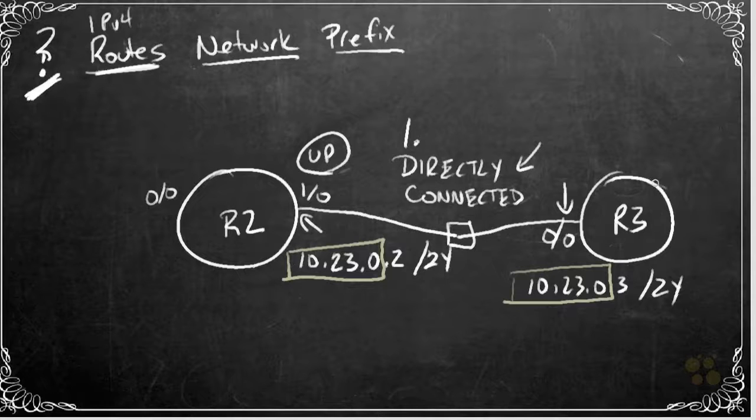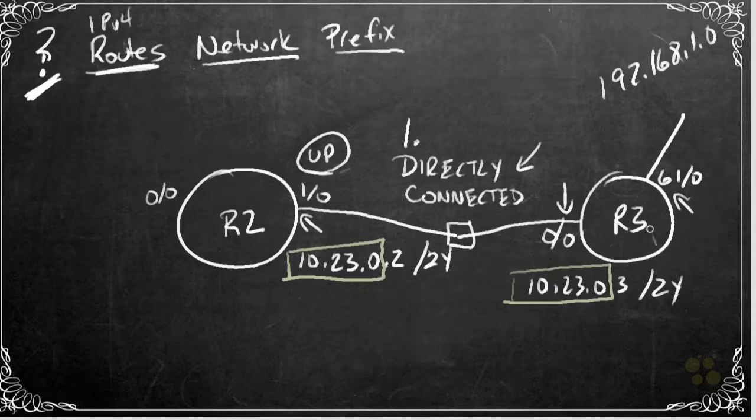But let's imagine also that R3 has access or is directly connected to another network. Let's do 192.168.1.0. And the reason that R3 believes that is because it has an IP address. Let's call this gig 1/0, because it has an IP address on this interface that's in that network. Maybe it's 192.168.1.3 with the 24-bit mask, and that's why R3 believes it's directly connected, because of the IP address that we have configured on that interface.